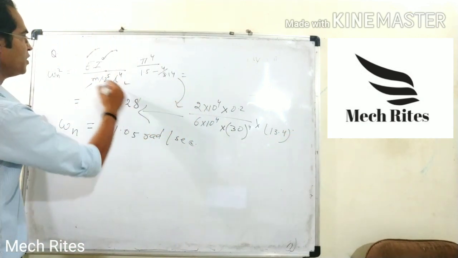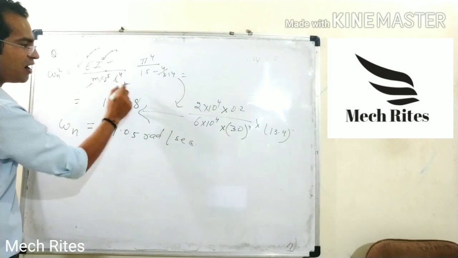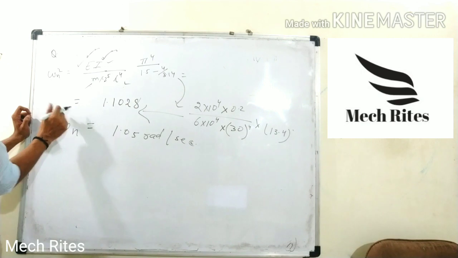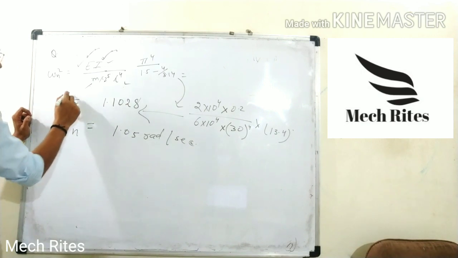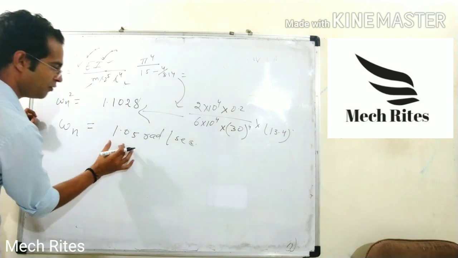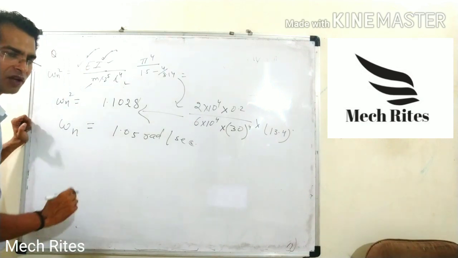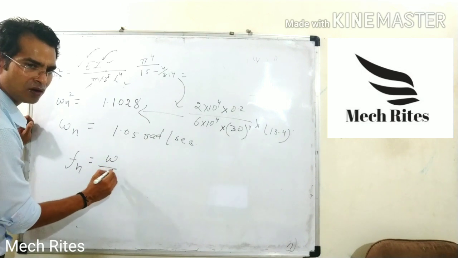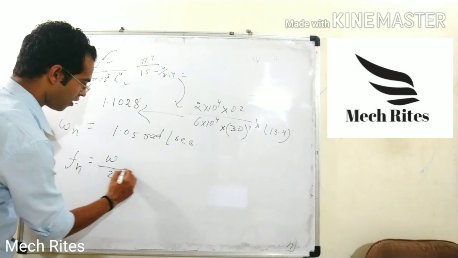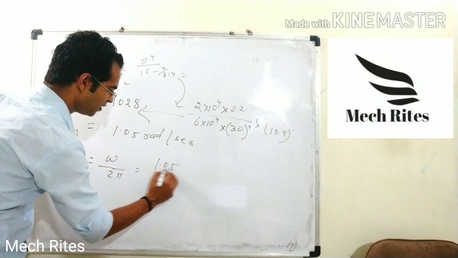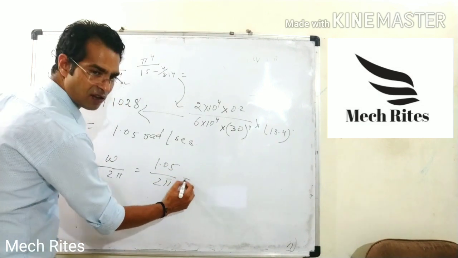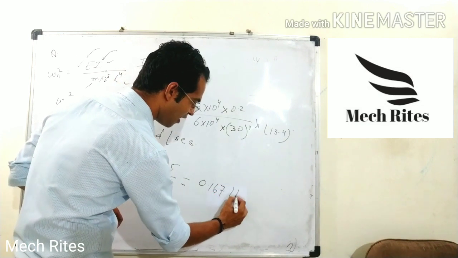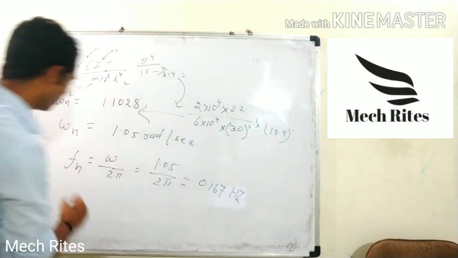If you put the value of E, I, M and L in the equation, you will get this, and if you take the square root of this part, then the value will be 1.05. But in the question we have to find the frequency. So frequency was what? Omega upon 2 pi. So 1.05 divided by 2 pi, and its value is 0.167 Hertz. It is your final answer.